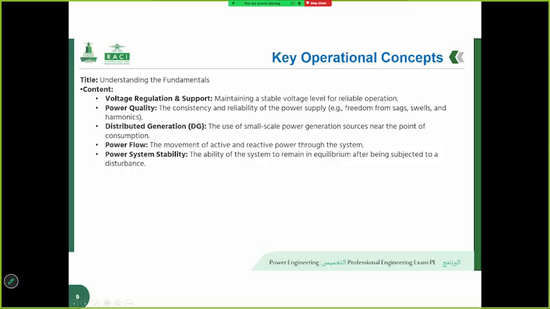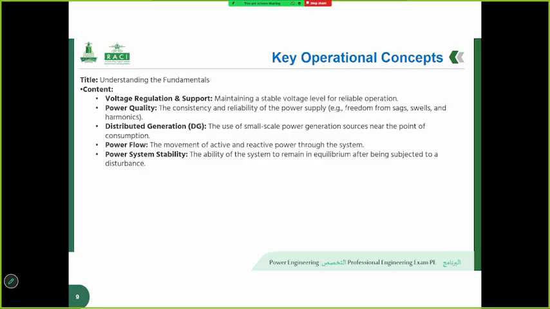So this slide delves into the fundamental concepts that govern the day-to-day operation and reliability of the power system. These concepts are essential for understanding how engineers maintain a stable, efficient, and high quality power supply. The first one is voltage regulation, which is the process of maintaining a stable voltage level within a power system regardless of changes in load.